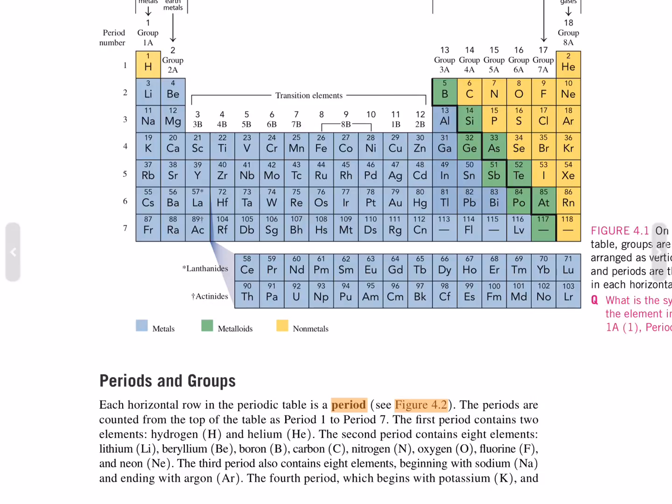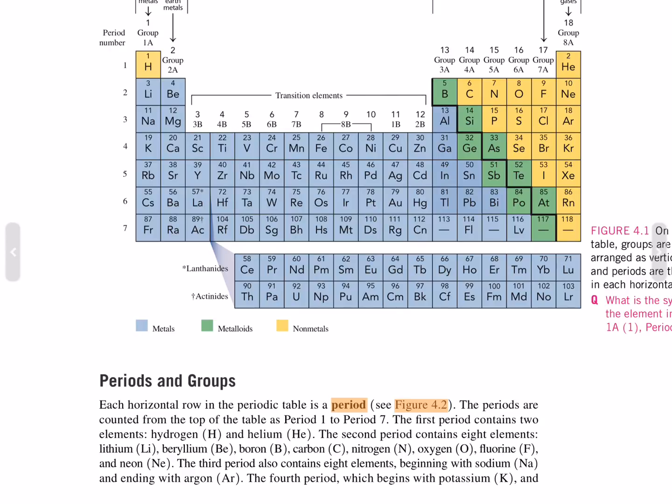Periods and groups. Each horizontal row in the periodic table is a period. The periods are counted from the top of the table as period 1 to period 7. The first period contains 2 elements, hydrogen and helium. The second period contains 8 elements: lithium, beryllium, boron, carbon, nitrogen, oxygen, fluorine, and neon. The third period contains 8 elements, beginning with sodium and ending with argon.